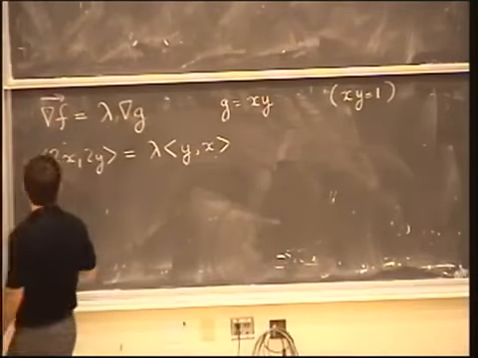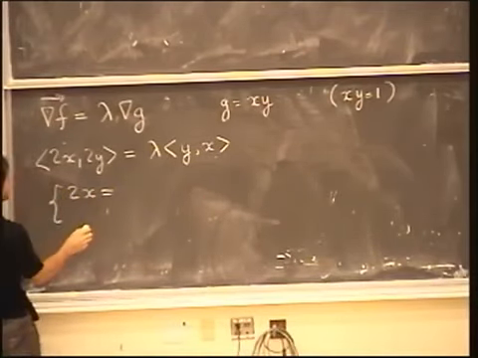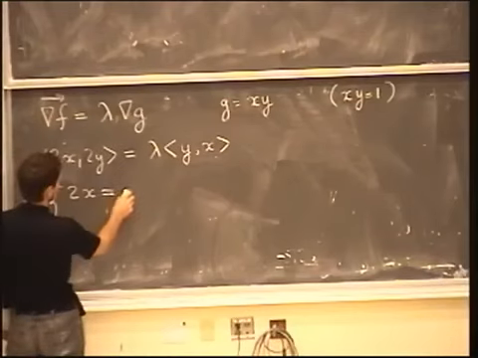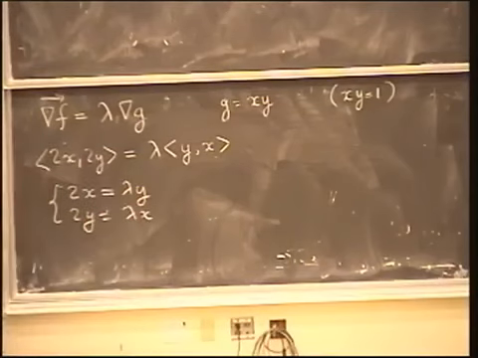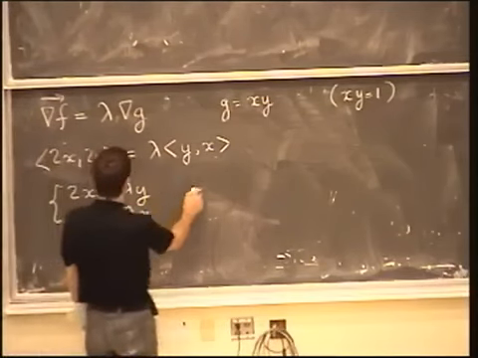And then this corresponds to a system of two equations. 2x is equal to lambda y, right? And then you have 2y equals lambda x, right? So from the first equation, we find that lambda.